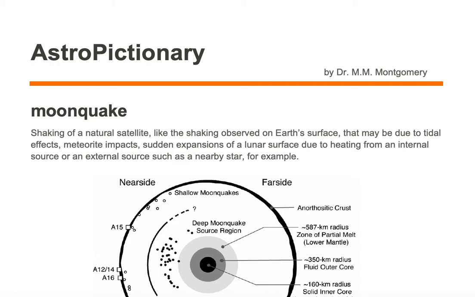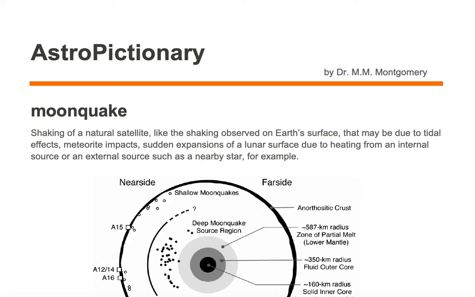A moonquake is a shaking of a natural satellite, like the shaking observed on Earth's surface, that may be due to tidal effects, meteorite impacts, sudden expansions of a lunar surface due to heating from an internal source, or an external source such as a nearby star, for example.